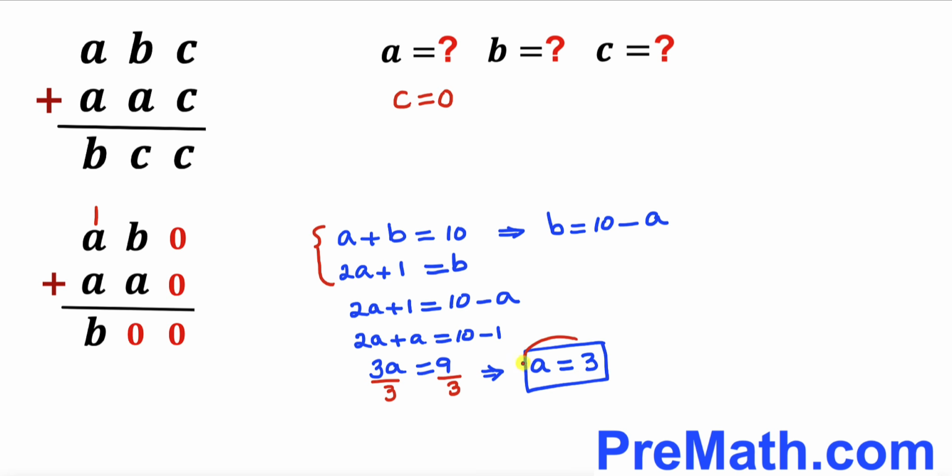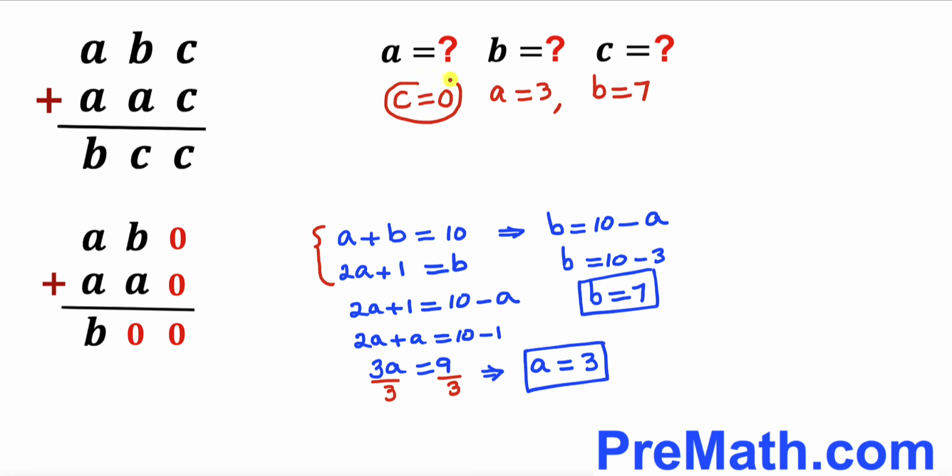Since our A value is 3, let's focus on the equation B equals 10 minus A once again. Replacing A with 3, B is equal to 10 minus 3, so the B value has got to be 7. Thus our A value is 3, B value is 7, and we already figured out our C value is equal to 0.